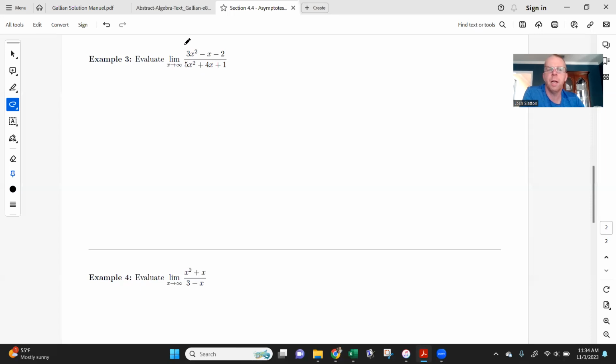So in this case, the degrees are the same on top and bottom. But if they were different, you'd pick whichever one is biggest. So if this was an x cubed, then we'd choose x cubed. Or if this was x to the fourth, we'd choose x to the fourth. So it is whatever is biggest. So in this case, they're both degree 2. So what we're going to do is divide the top by x squared, and divide the bottom by x squared, which doesn't change the function, but it is going to let us see what happens as we go to infinity.